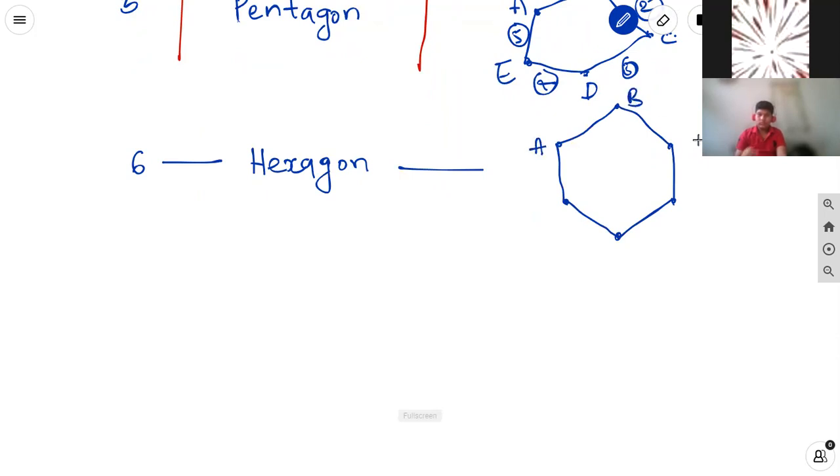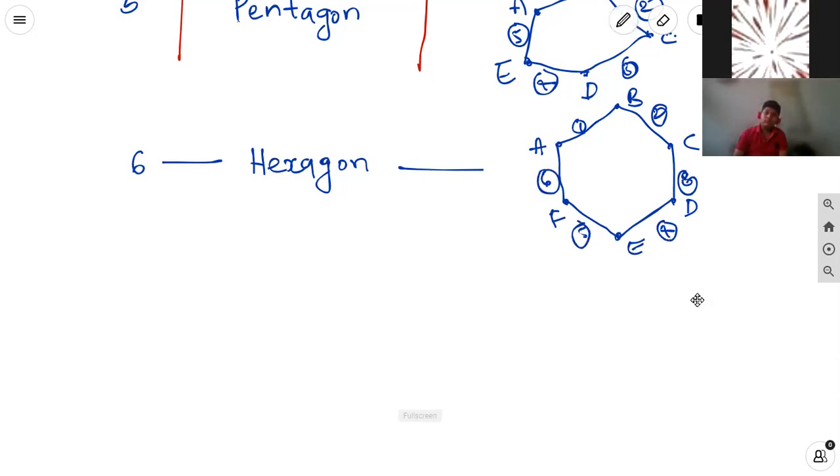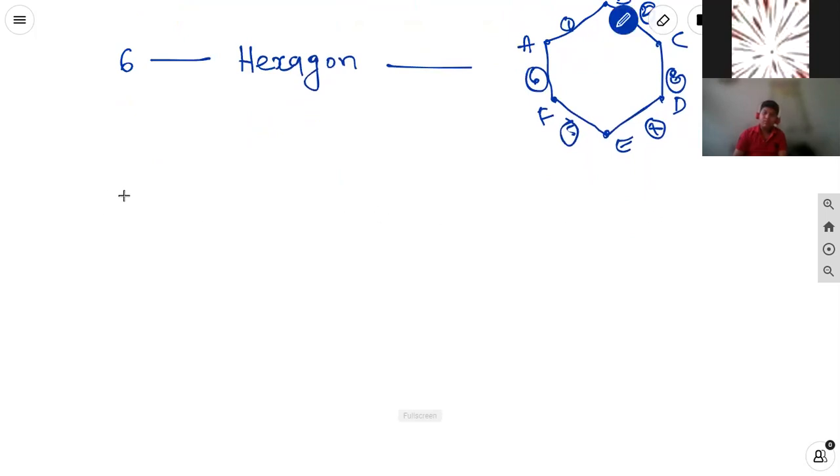A, B, C, D, E, F. One side, 2, 3, 4, 5, 6. Okay. Next, if we can take 7 vertices or 7 line segments, hexa after heptagon.